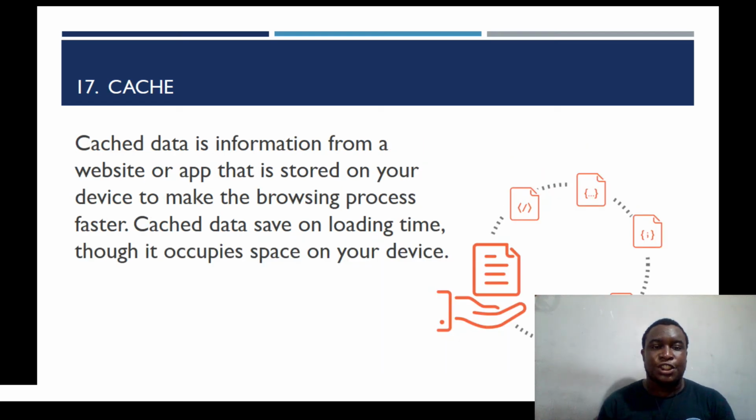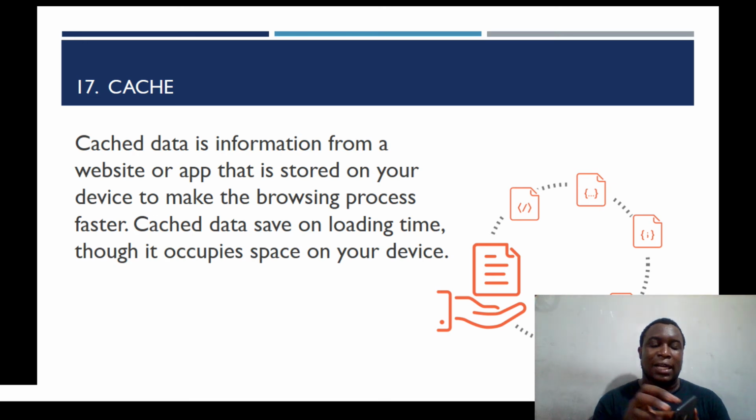Then we have cache. Now, cache data is information from a website or app that is stored on your device to make the browsing process faster. So cache data saves on loading time, though it occupies space on your device. For example, if I'm visiting facebook.com with my phone, I will notice that the loading time is reduced.